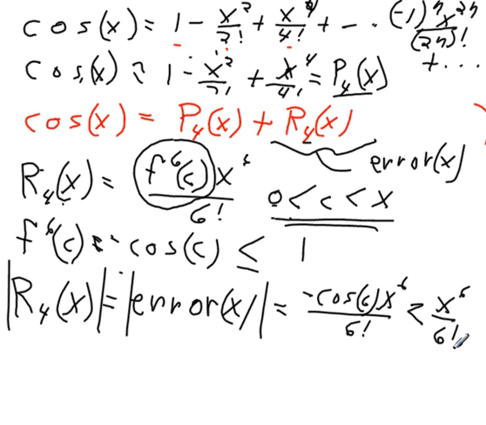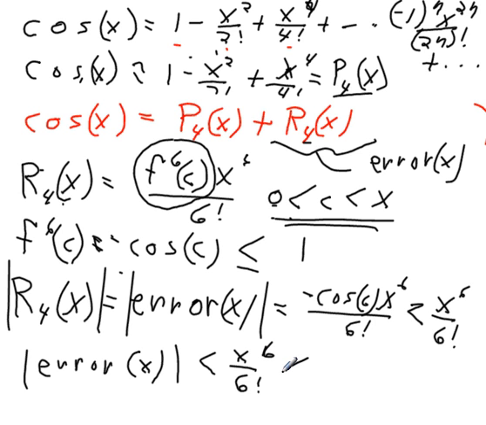Now, what do I want my error to be? So let's review this. What did my question ask for? Well, my question wanted the error to be less than 0.001. Is that right? 0.002. So the true error is going to be less than x to the 6th over 6 factorial. And I want that to be less than 0.002. So if I find x such that it's less than 0.002, I can guarantee here that the error then is going to be less than that.